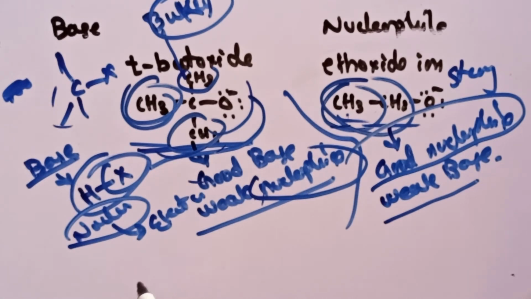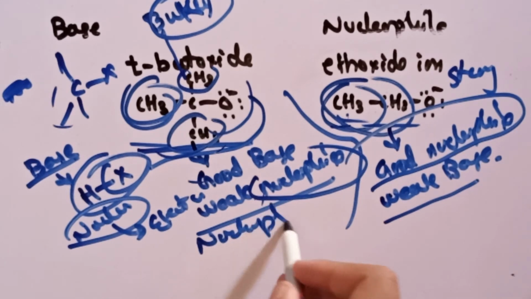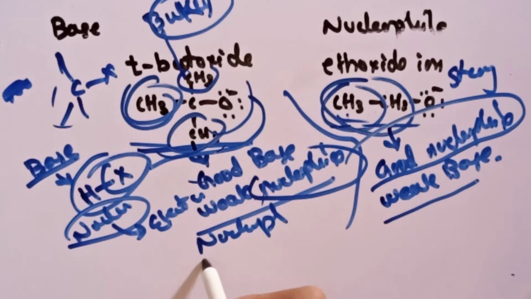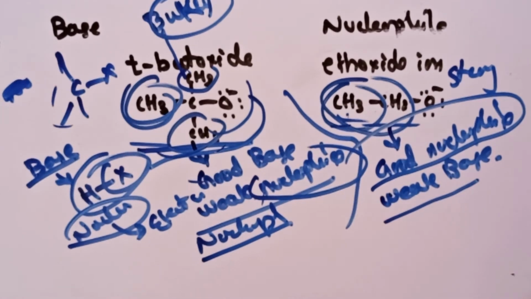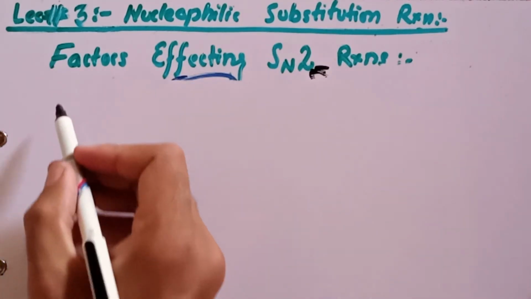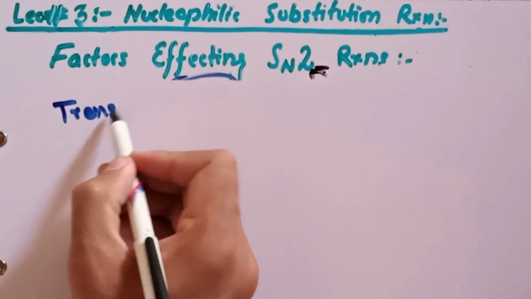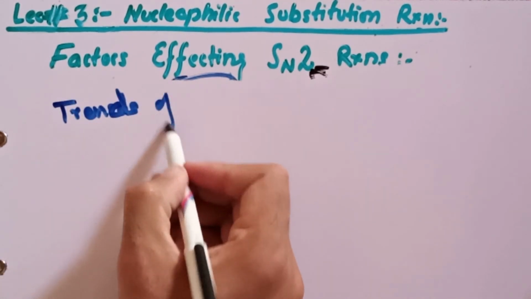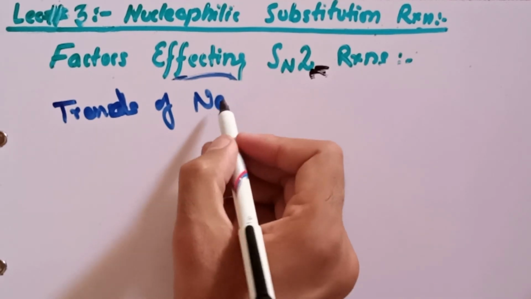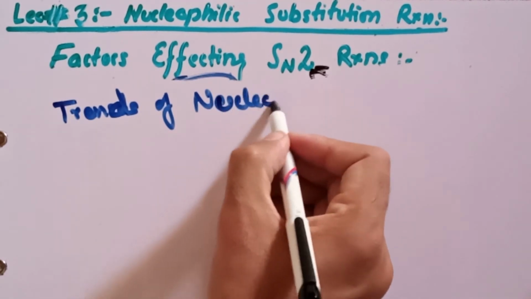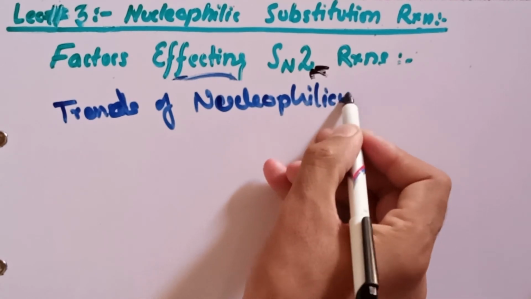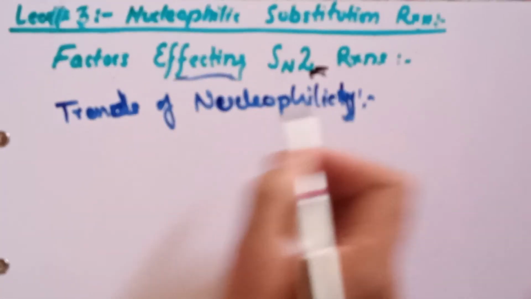So now let me show you some trends, the nucleophilicity trends in the periodic table, in a long period and a long group. What will be the nucleophilicity trend? Are you ready? Okay. So here are three trends of nucleophilicity.